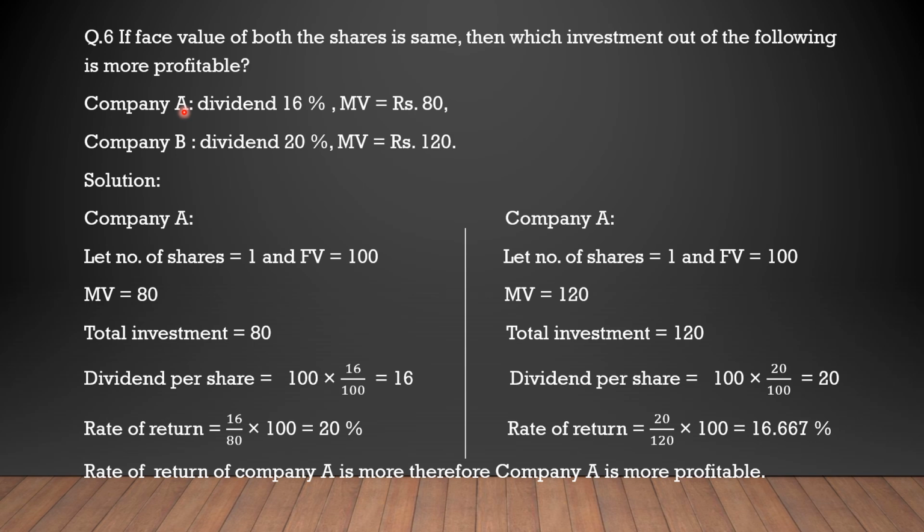Which company has rate of return more? So first we find rate of return for company A and then we find rate of return for company B. After that we compare rate of return of both the companies and then find which company is profitable. So first company A, let number of shares is equal to 1 and FV is equal to 100.